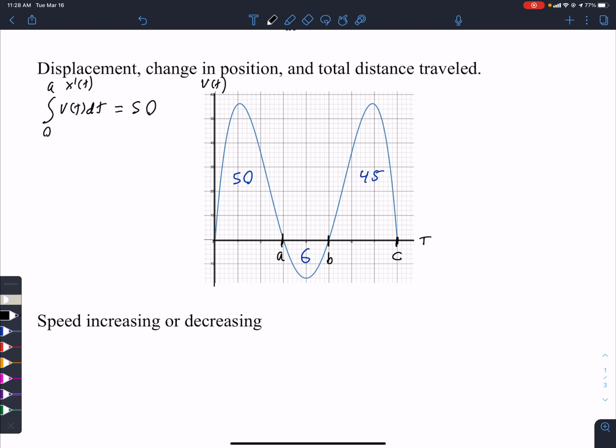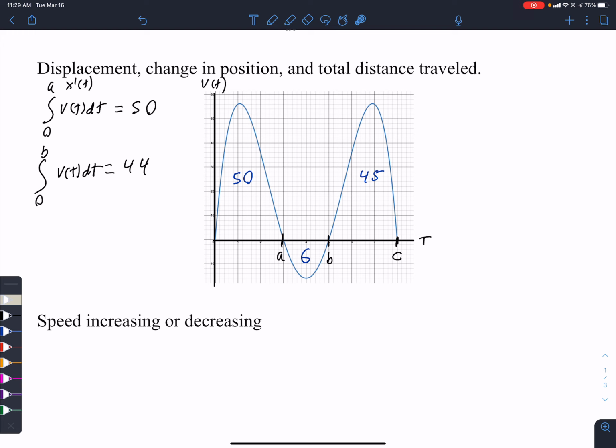or displacement. Displacement is how far it's been displaced. So let me do the same thing, but I'm going to go from 0 to B. And that's going to be 44. Why 44? Because with integrals, it's net area. So I am going to take the area above minus the area below. 50 minus 6 is 44.